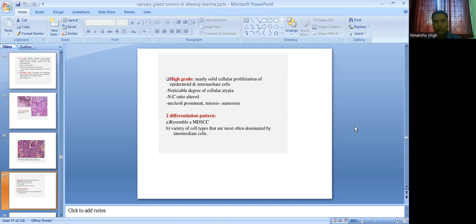High grade variant. It shows us proliferation of epidermoid and intermediate cells, mostly epidermoid cells. A quite noticeable amount of cellular atypia is seen. Nucleus to cytoplasmic ratio is also altered, with prominent nuclei, and mitotic figures are numerous. Two differentiation patterns are also seen in mucoepidermoid carcinoma.